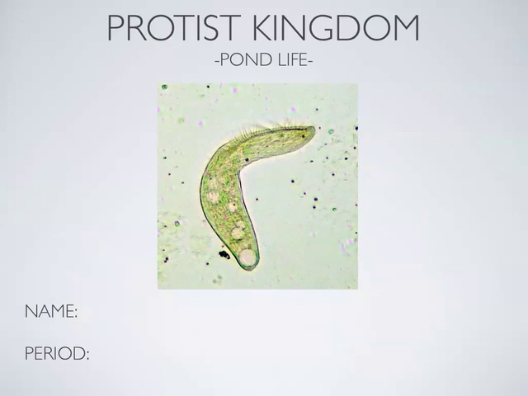Plant protist. Well, it being green, what does that tell us about this protist? It makes its own food. Yeah, this is an autotrophic protist. It's green because it has chloroplasts and it can make its own food through photosynthesis. And as we talked about, some protists are autotrophic, some are heterotrophic.